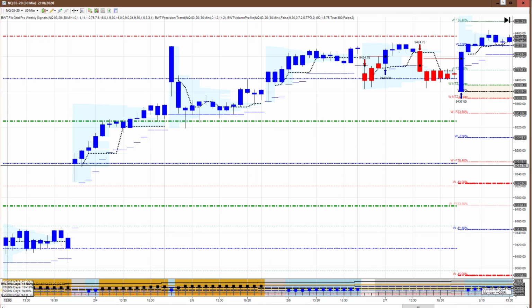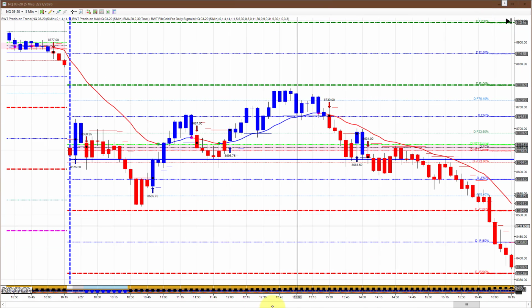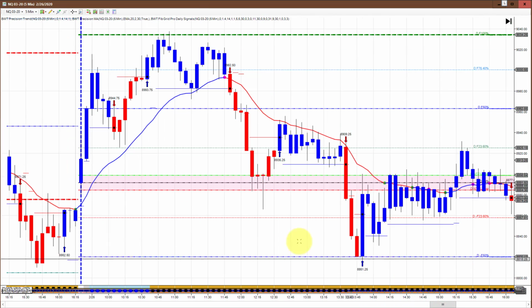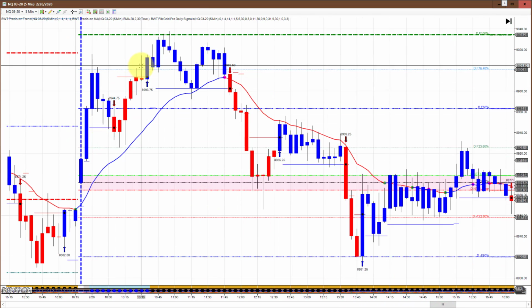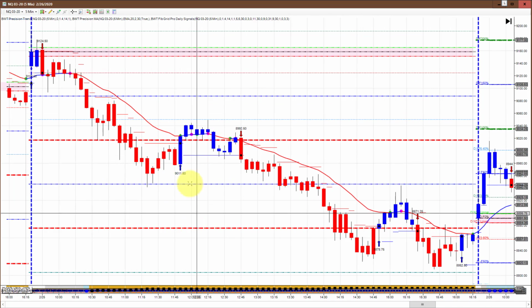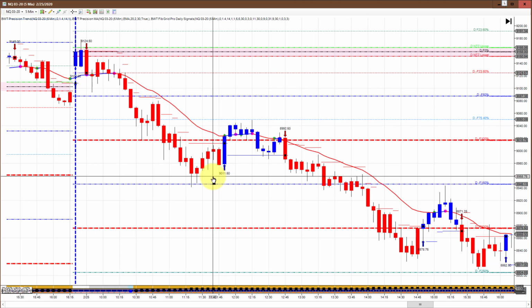So all in all, the Fib Grid is just fantastic to know levels where the market is going to find support and resistance on any given day. And if you go down to a 5-minute chart, you have a pretty clear roadmap for the day.